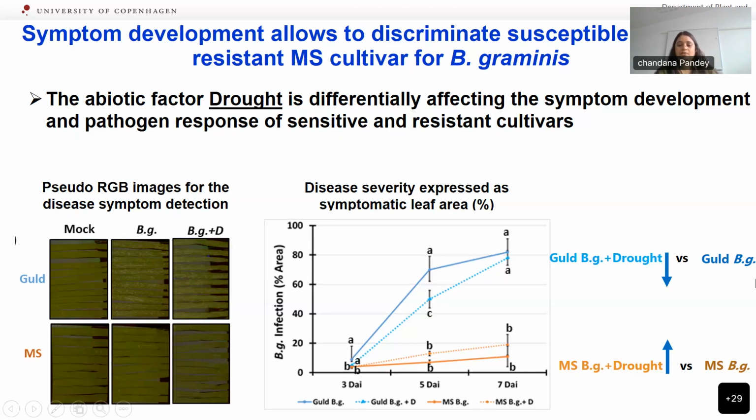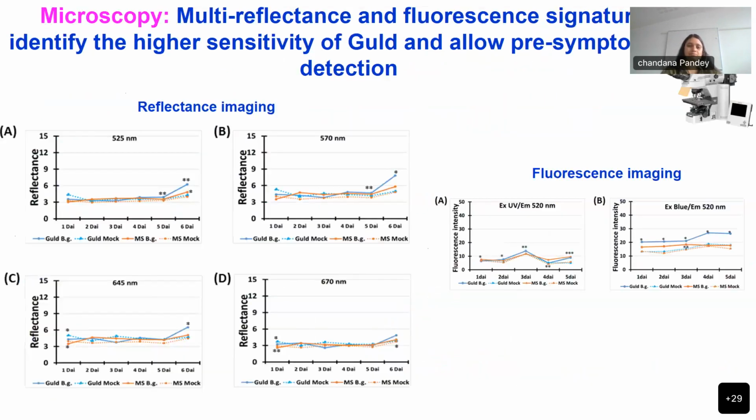But what drought is doing, drought is making Gold less sensitive, and the resistant cultivar less resistant. So that was very interesting, and that's where we wanted to investigate why this is happening, why the sensitive cultivar is becoming less sensitive and the resistant is becoming less resistant, how the drought is interacting with the pathogen interaction. And now it comes to the phenotyping.